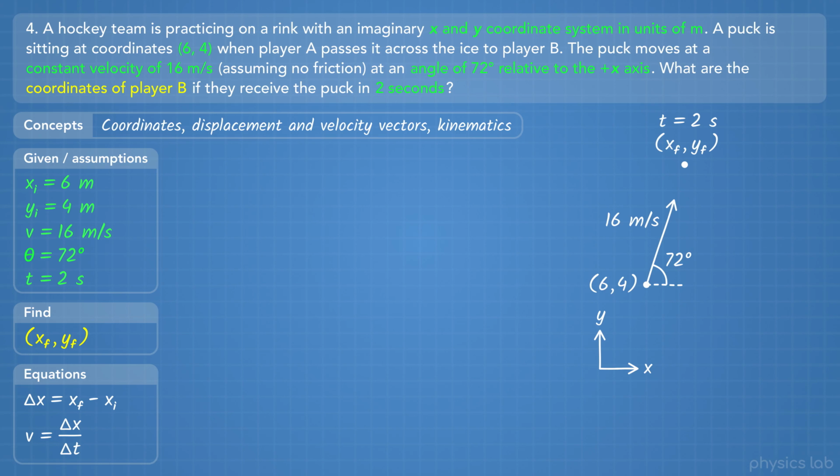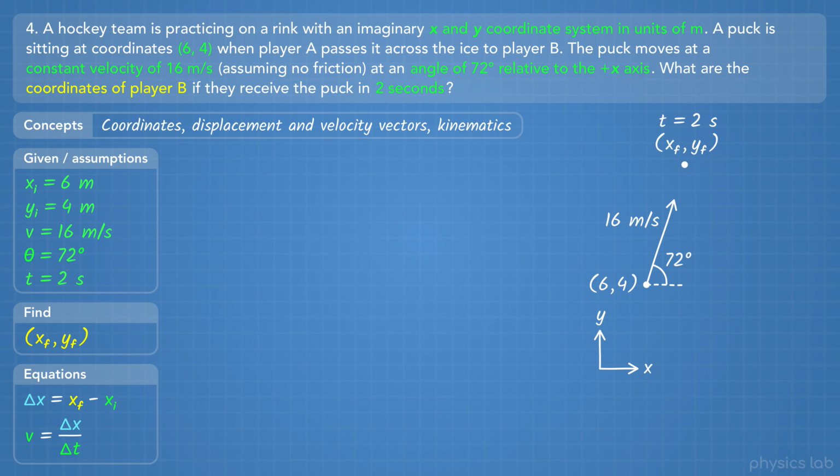They both use x, but we know the equations are the same for the y direction. We know the initial positions, the velocity, and the time, so we can find the displacements and the final positions. So before we dive in, let's talk through how we could solve this.